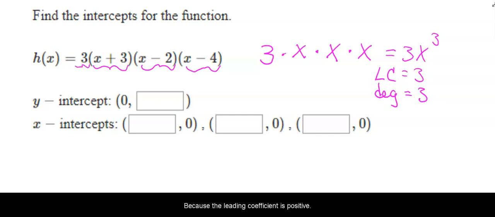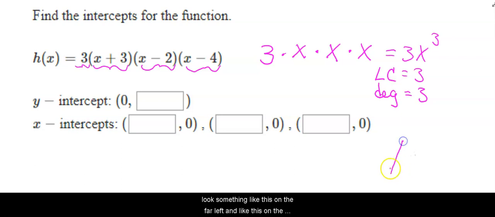Because the leading coefficient is positive and the degree is odd, then I know in general it's going to look something like this on the far left and like this on the far right. My only question is, what does it do in the middle?